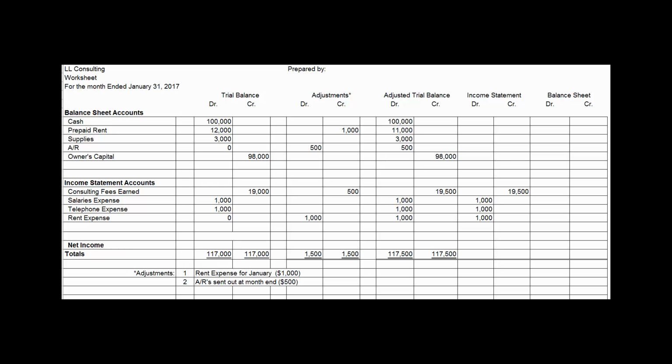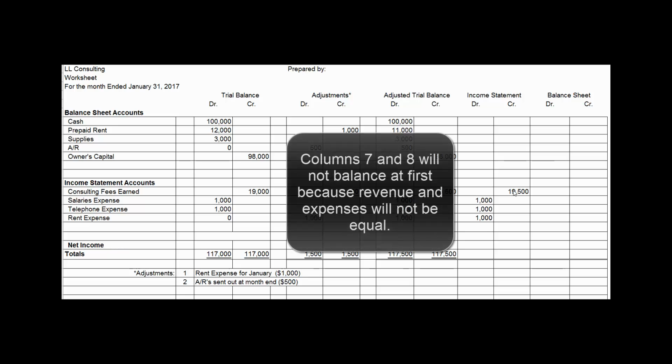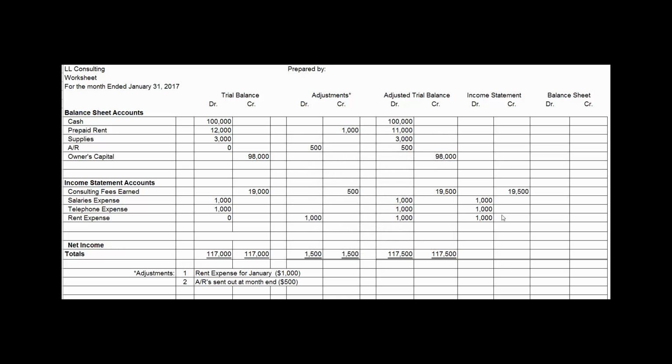The next step is super easy. We just carry over the income statement accounts to the income statement columns 7 and 8. And these aren't going to total the same amounts of debits and credits because remember, revenue minus expenses is net income. So unless we exactly break even, we're going to need a debit or credit to balance this out. And that's our net income.